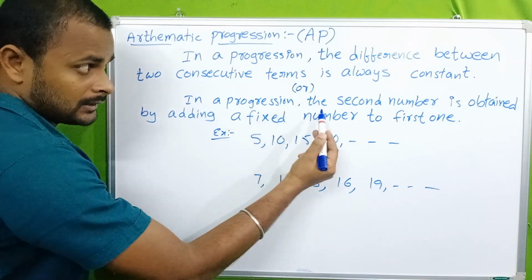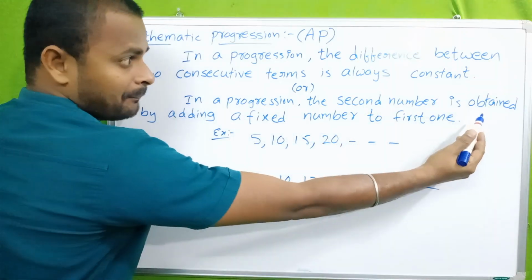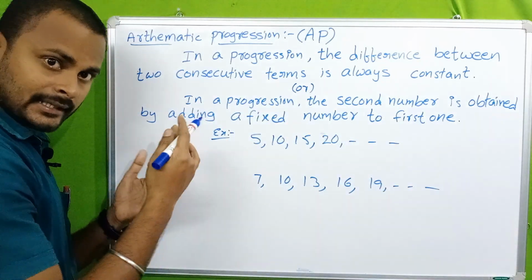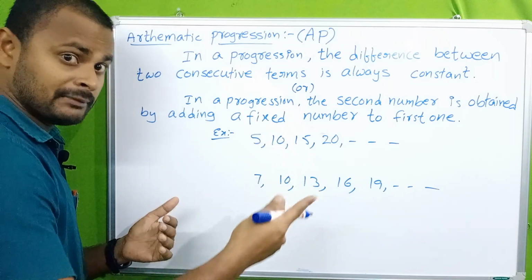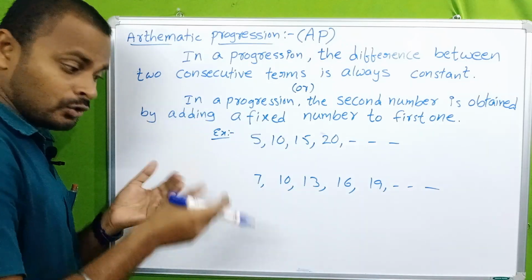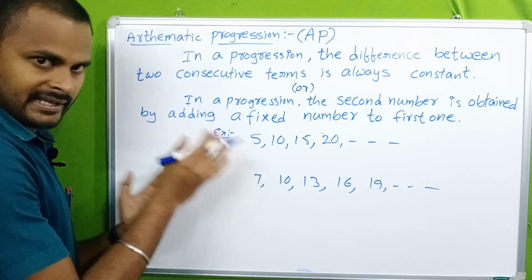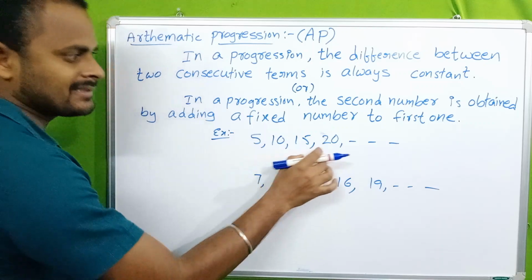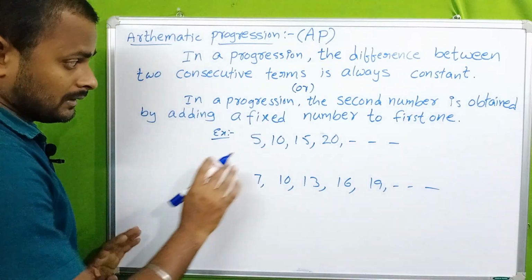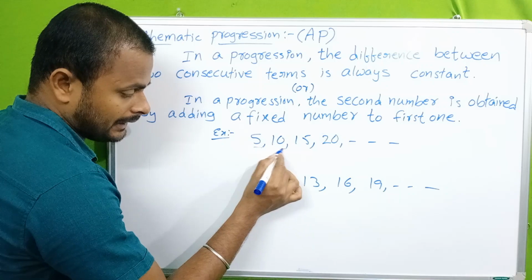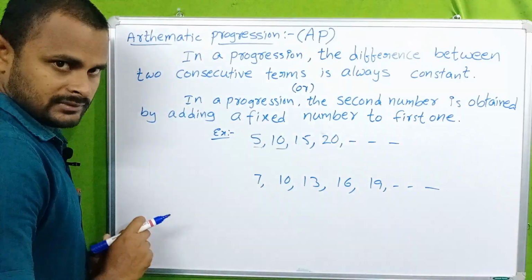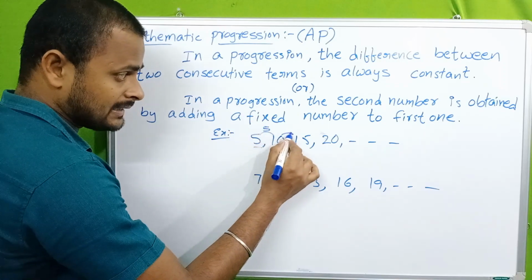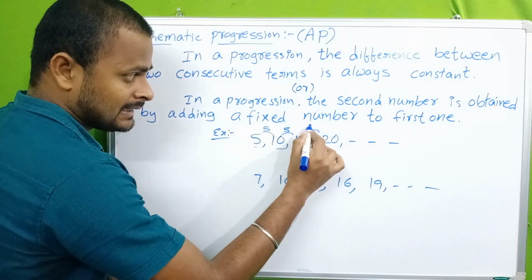There is another definition also. In a progression, the second number is obtained by adding a fixed number to the first one. So in a number series, the second number is obtained by adding the fixed number to the first number. For example, here 5, 10, 15, 20 and so on is a number series. Observe 5 and 10: according to the first definition, the difference between 5 and 10 is 5, 10 and 15 is 5, 15 and 20 is 5.